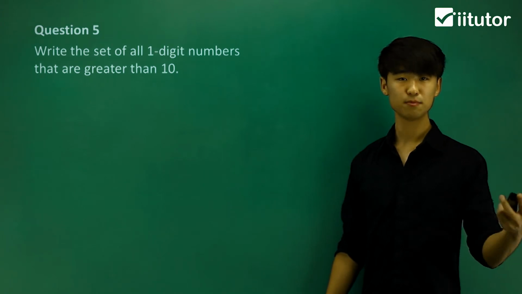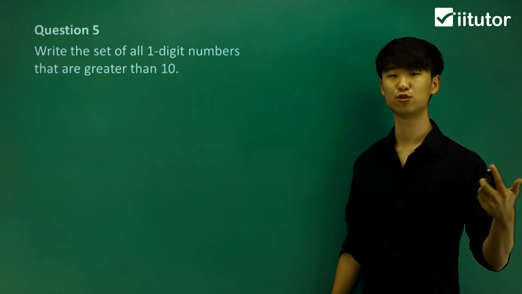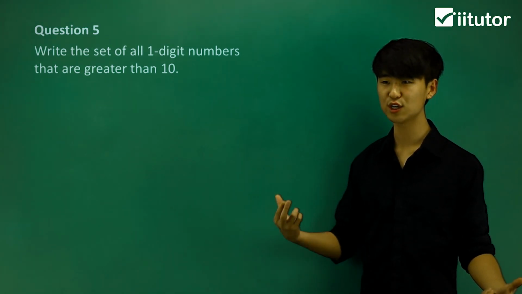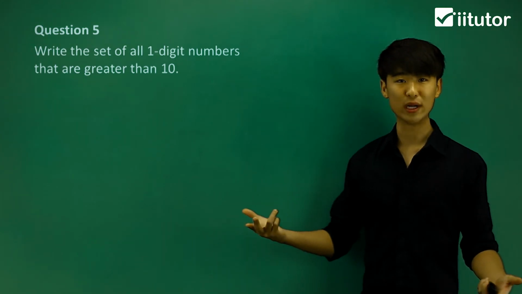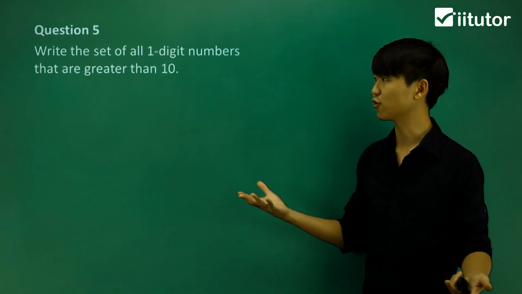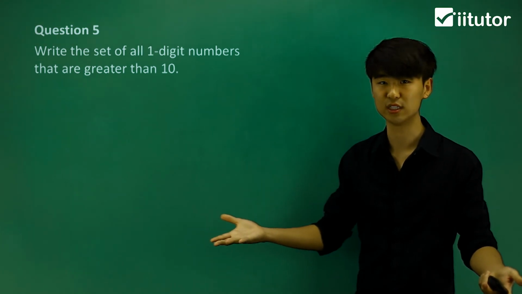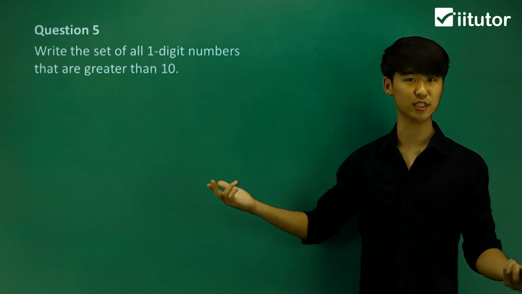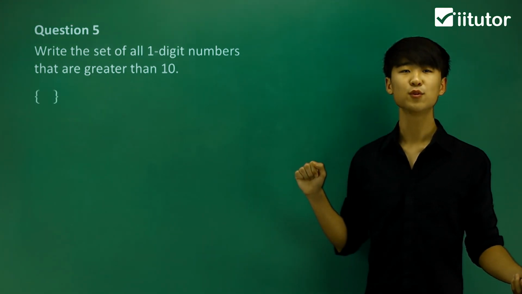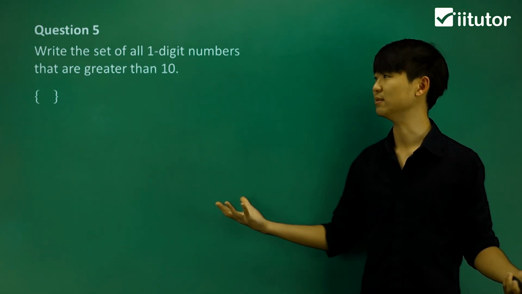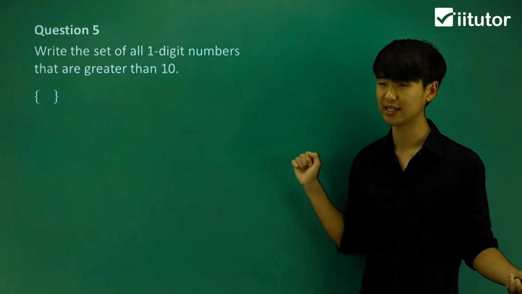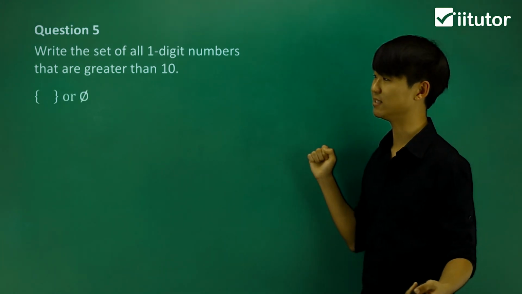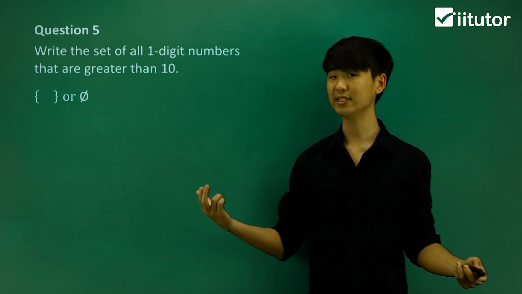Nothing too challenging. In question 5 we have to write the set of all one-digit numbers that are greater than 10. If we think about it, there is no such one-digit number that is greater than 10, correct? Every number that's greater than 10 is going to be anything but one digit. It's going to be 2-digit, 3-digit, or 4-digit. So we don't have any numbers greater than 10 with one digit. What are we going to write here? We're going to write a set with no elements. None of my one-digit numbers are greater than 10. We can write it like this in set notation, or we can also use our empty set symbol. Both of these represent empty sets.